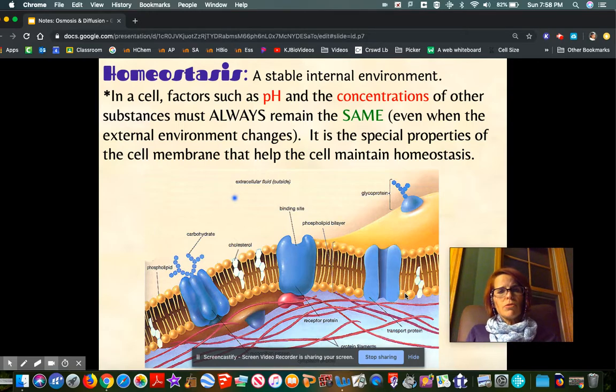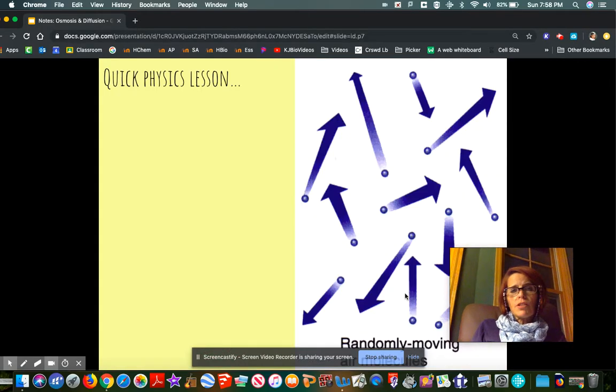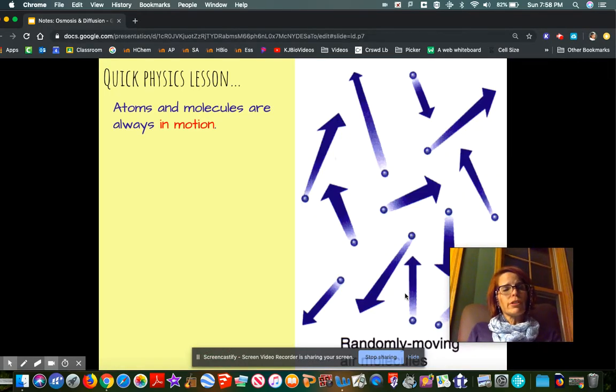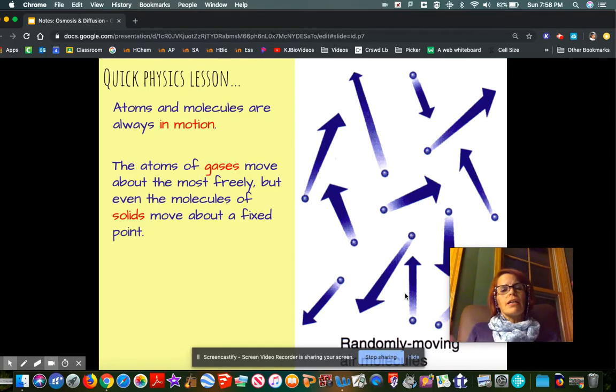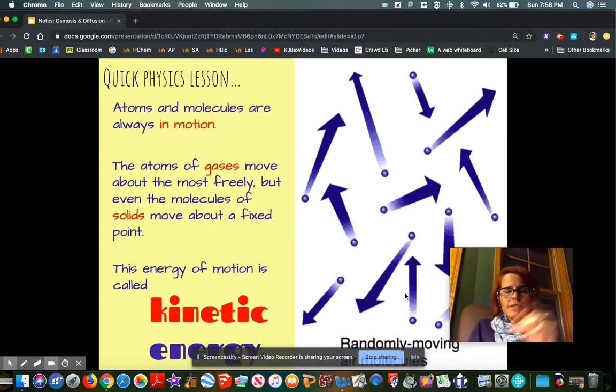Cells need to maintain homeostasis in order to work the most efficiently, and they do all kinds of things to try to maintain it. Part of those things has to do with osmosis and diffusion. So in order for us to talk about osmosis and diffusion, we're going to talk about a few things you should have learned in junior high science. Just a quick review: atoms and molecules are always in motion. They're constantly moving about. Gases move about the most freely. The molecules or atoms of solids move about a fixed point, but they're still moving. And that energy of motion is called, see if you remember, not potential energy, but you guessed it, kinetic energy.